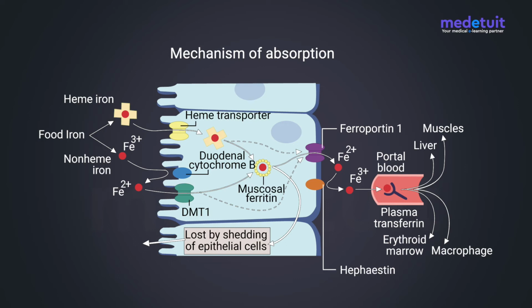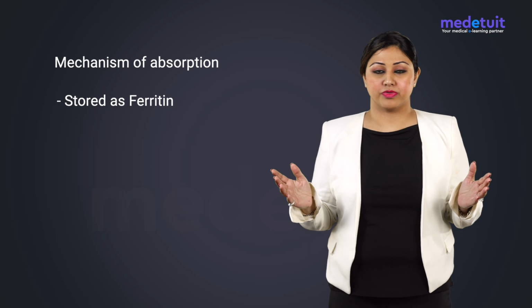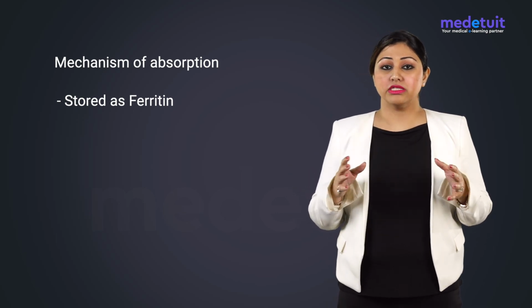Now in the mucosal cells, these irons both from heme and non-heme are temporarily stored in mucosal ferritin. So the storage form is ferritin. Now depending on the metabolic rate, the iron is then taken into the bloodstream from the mucosal cells through specified channels known as ferroportin 1 channel. The ferrous is again converted to ferric state by hephaestin here. Then this iron is transported to transferrin. As you can see in this diagram, it is taken to various sites like liver, bone marrow, muscles, macrophage, and it is stored as ferritin. So as I said initially, the storage form is ferritin.